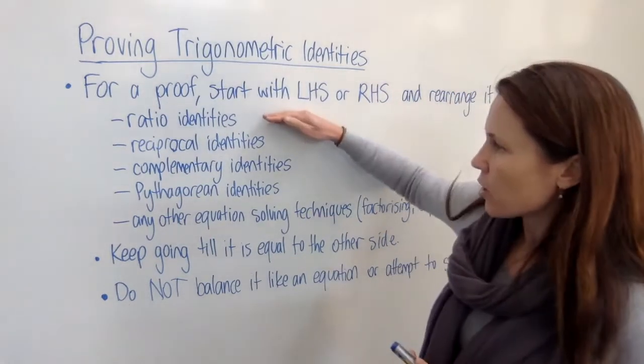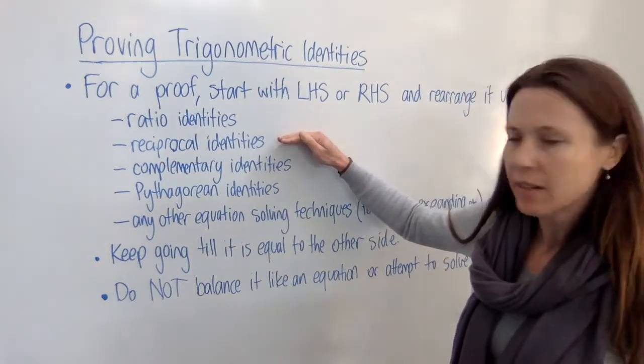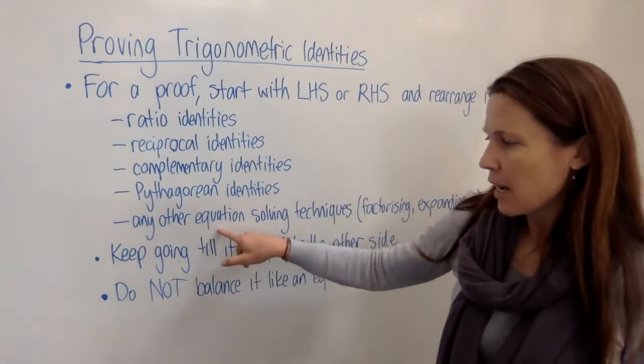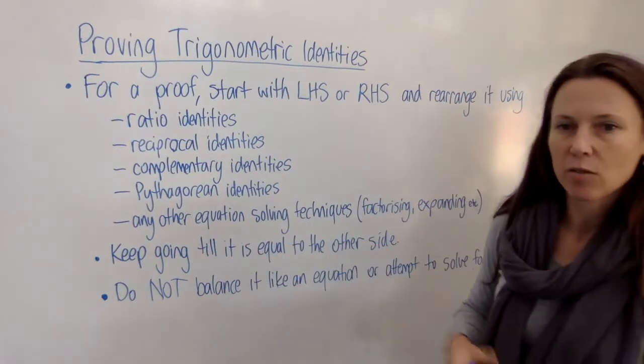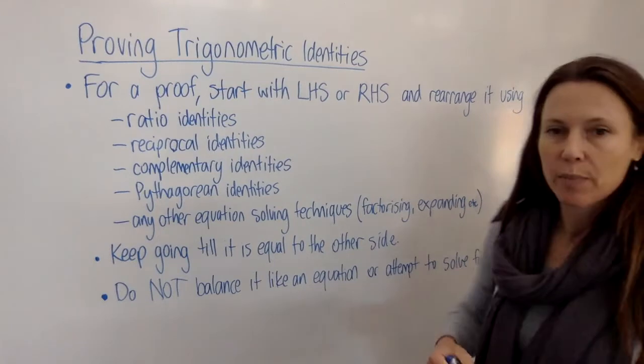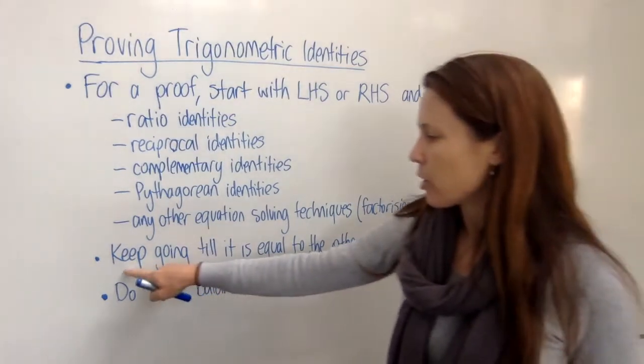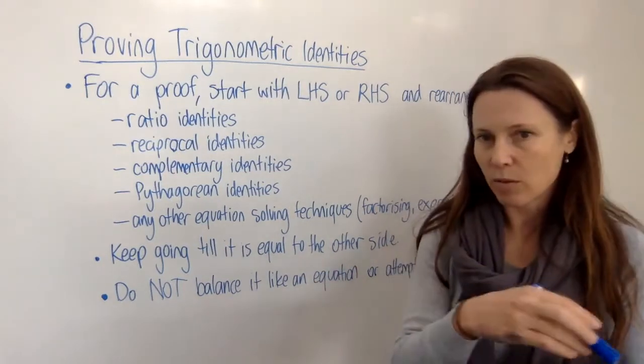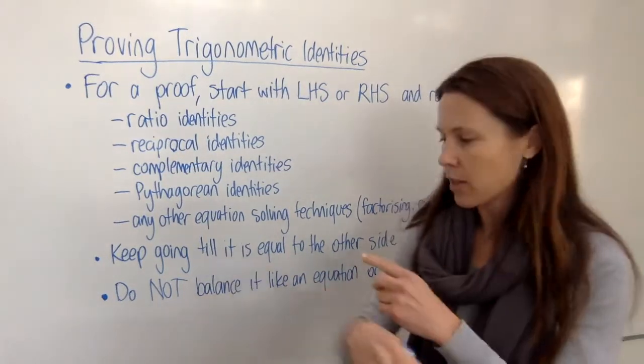You can use your ratio identities, your reciprocal identities, the complementary ones, or the Pythagorean ones. You can also use any other equation solving techniques that you know, such as factorising or expanding. But we want to keep on going until it looks equal to the other side, at which point we state that it equals the right-hand side if we started with the left, or vice versa.